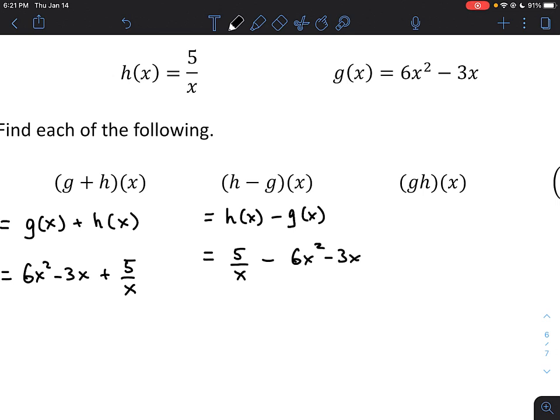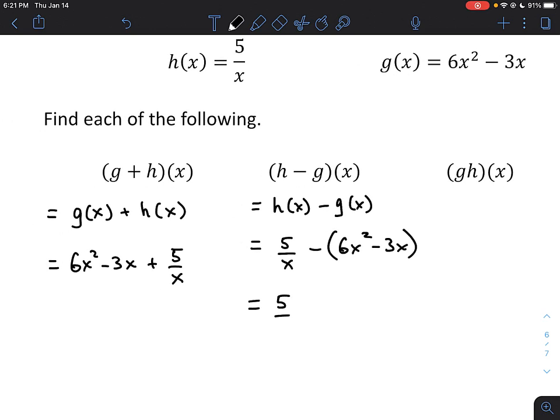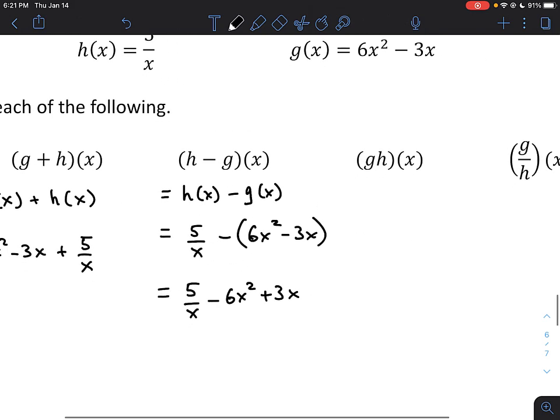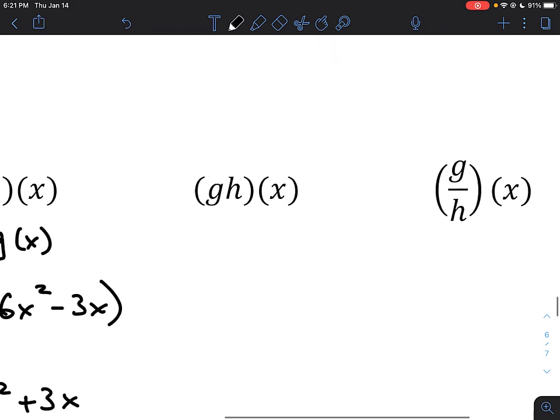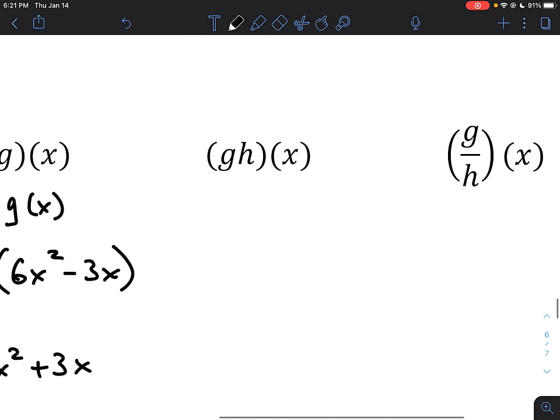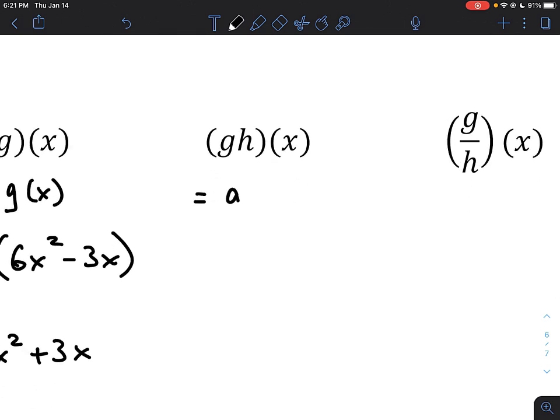Now be careful here, when you're subtracting the rule of g of x, you want to subtract all of the rule of g of x. So you should really put that in parentheses. So in the end, it's 5 over x minus 6x squared plus 3x after you distribute the negative. When you see g side by side with h like this, the default assumption is that we're talking about multiplication. So you want to think of this as g of x times h of x.